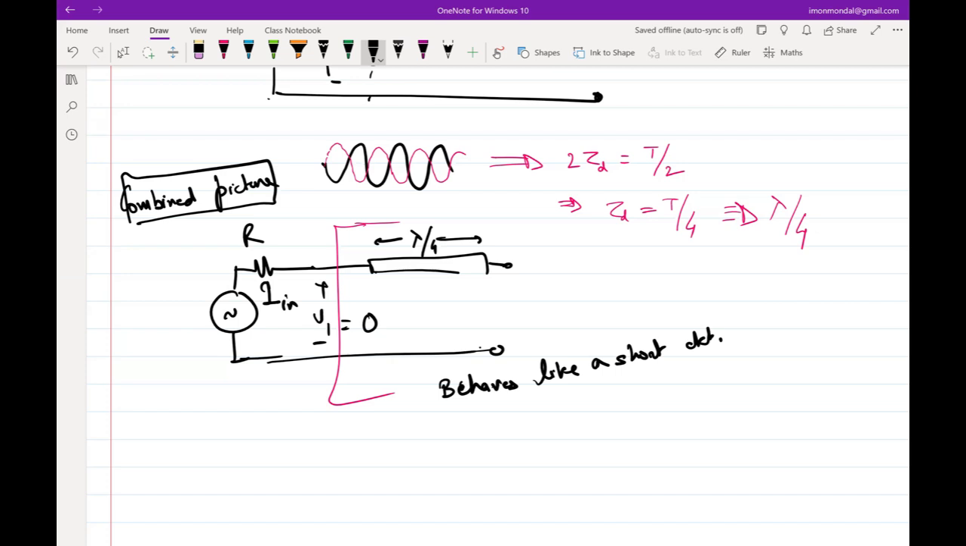Short circuit at one end behaves like an open circuit at the other end. Open circuit at this end behaves like a short circuit at the other end. Similarly, if you put an inductor at this end, it will behave like a capacitor at the other end. If you put a capacitor at this end, it will behave like an inductor at the other end. So that is one of the reasons why this is one of the most popular architectures if you want to do some sort of impedance transformation.